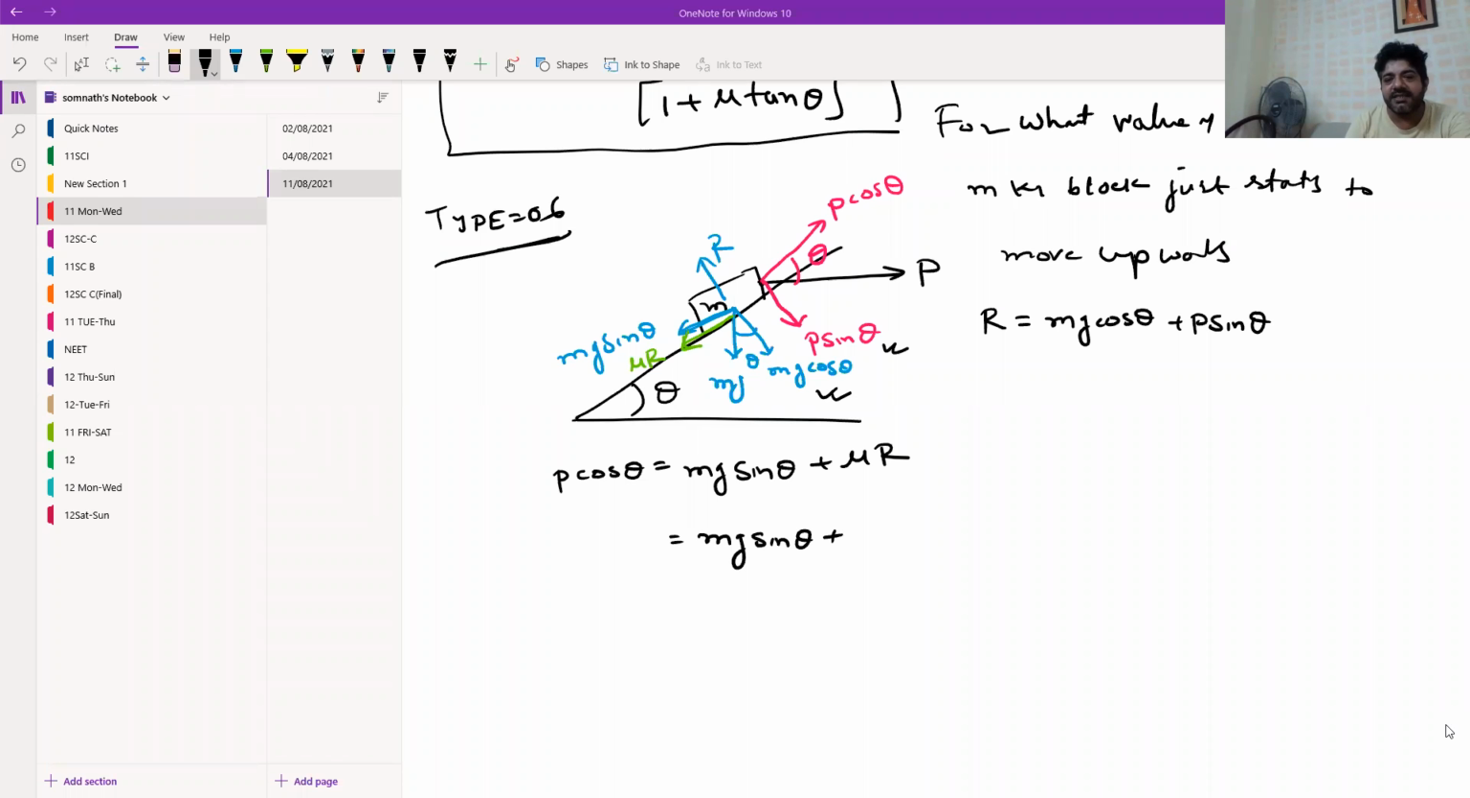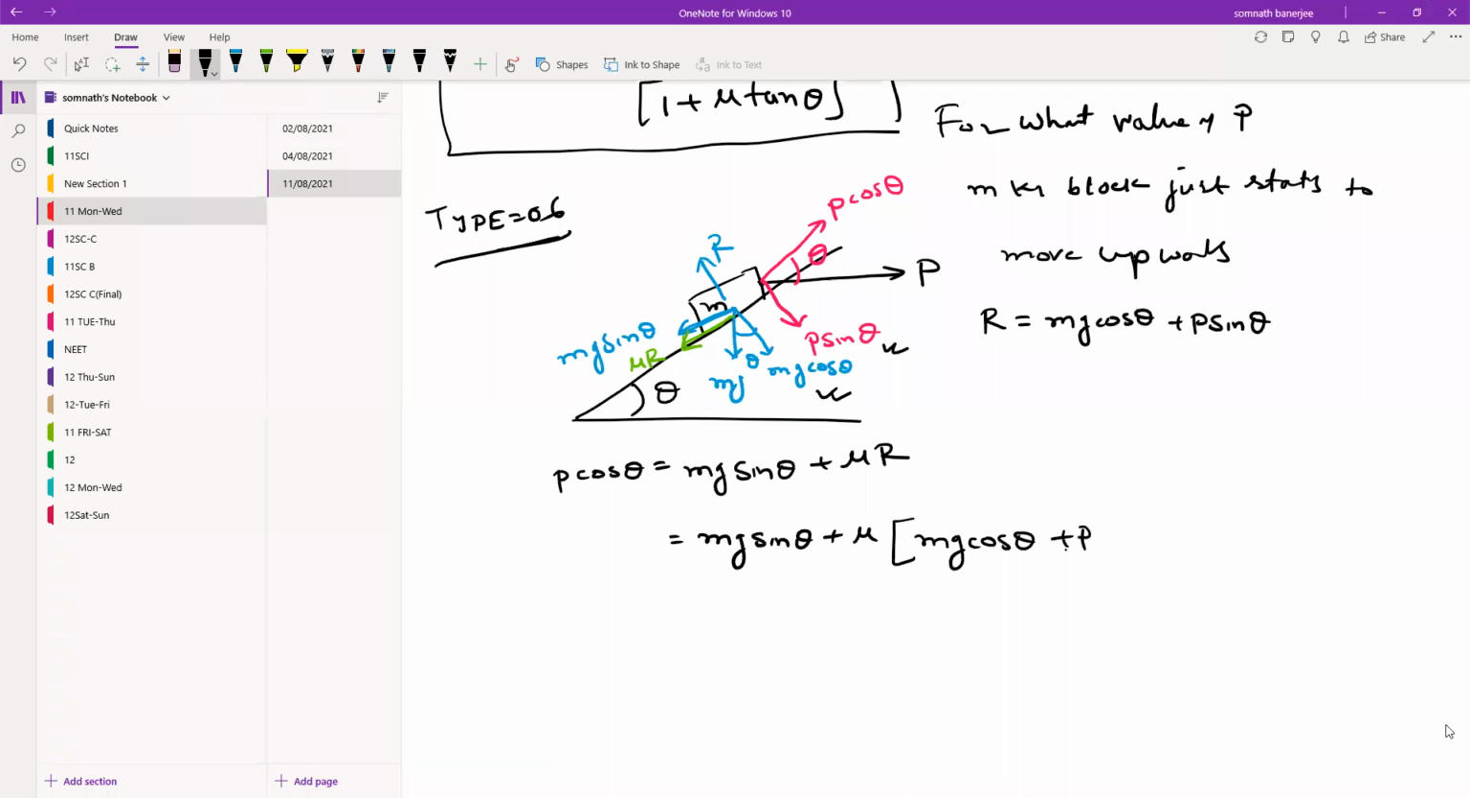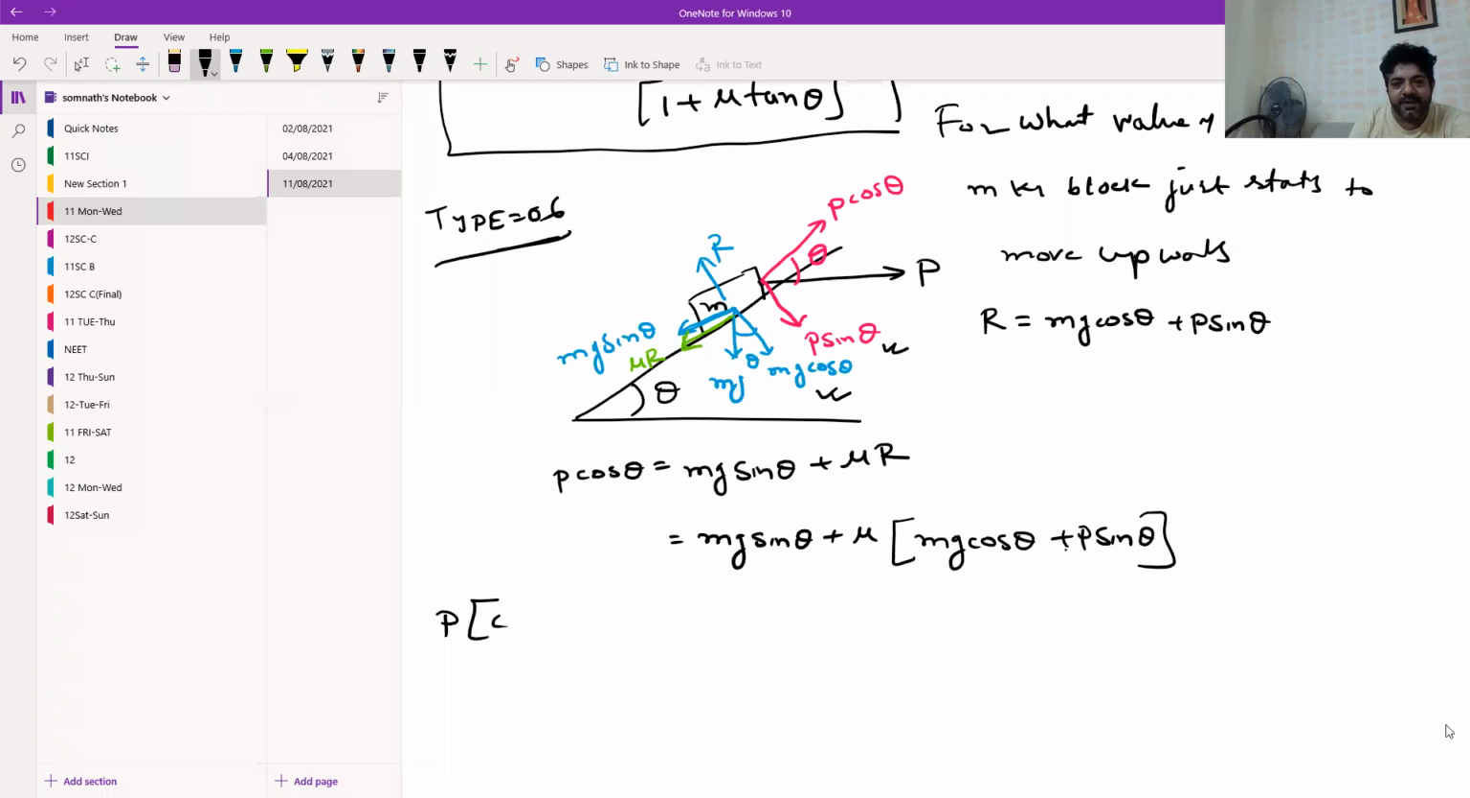Now mg sin theta plus mu R. R is, we can write, mg cos theta plus P sin theta. Now again we can arrange it: P (cos theta minus mu sin theta), and here we can write mg (sin theta plus mu cos theta).